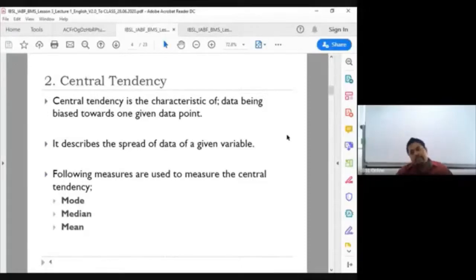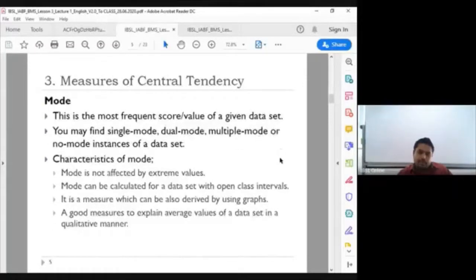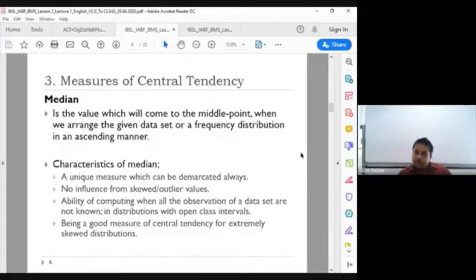So under central tendency, we discussed three most important concepts: mode, median, and mean. Briefly, we'll go through one by one. Mode would be the most frequent score or value in a given data set. Median would be the middle point of the data set when we put them in an orderly manner, an ascending manner.